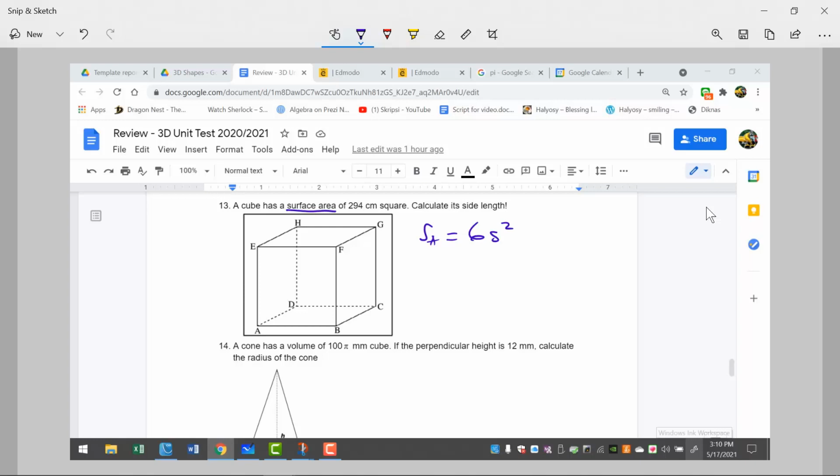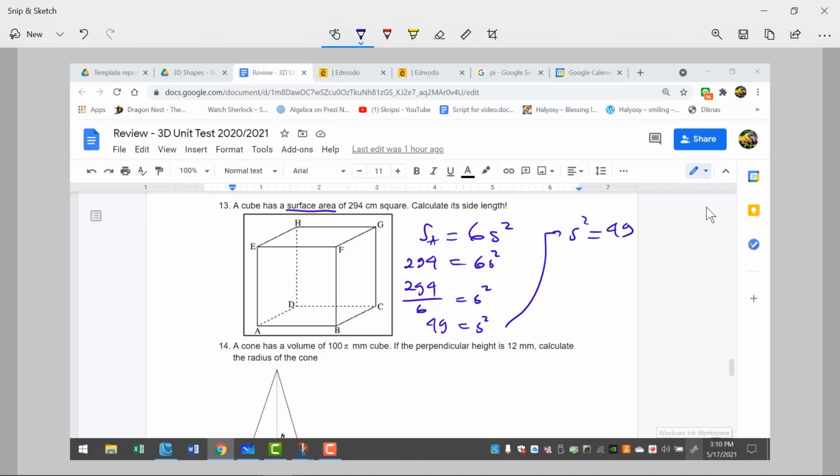Okay, 6s squared. And then we don't know the s, but we know the surface area, which is equal to 294. You can write down 294 equals 6s squared. Again, I can divide both sides by 6, so I can write it down like this: equals s squared, right? So 294 divided by 6 is equal to 49, right? So it's 49 equals s squared. I can rewrite that as s squared equals 49.